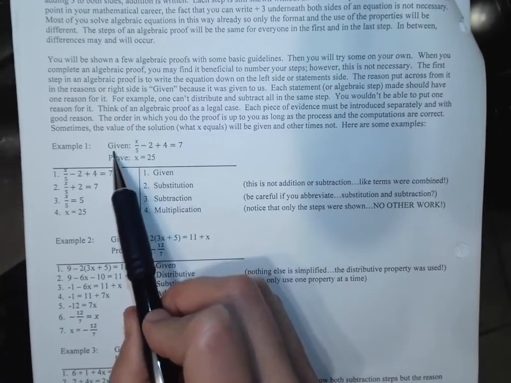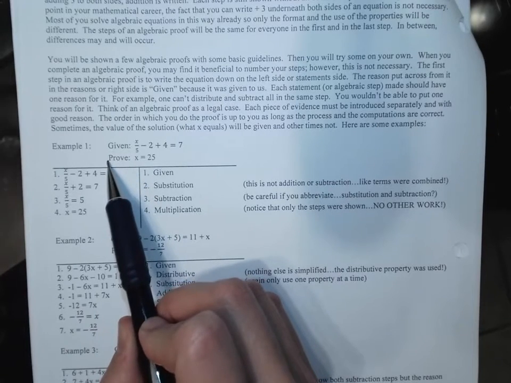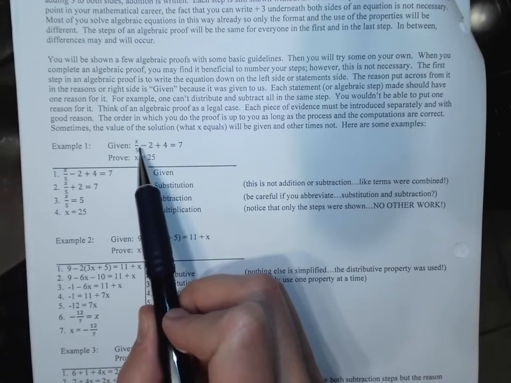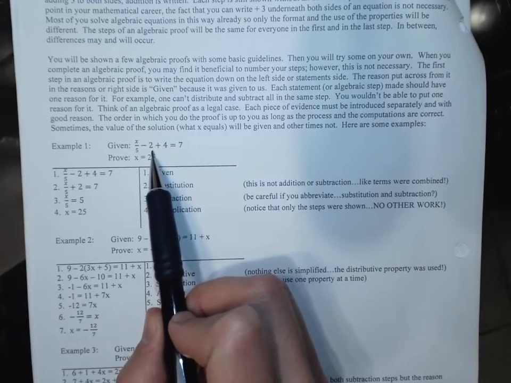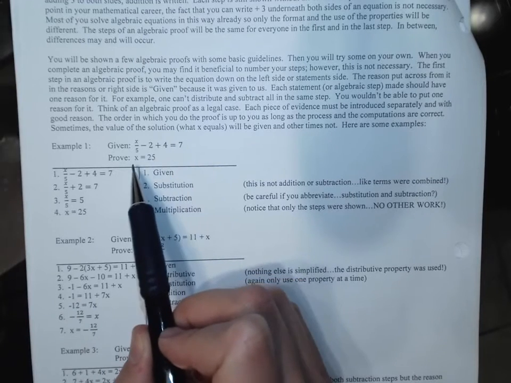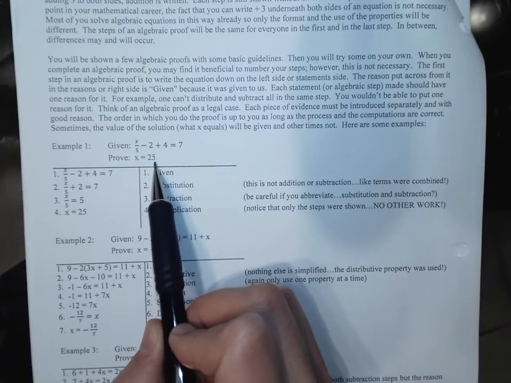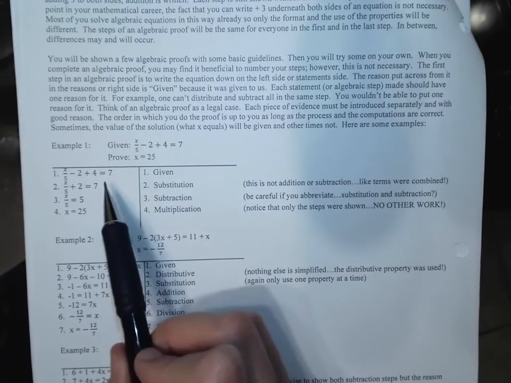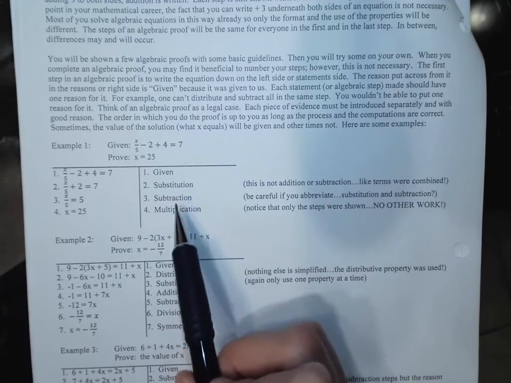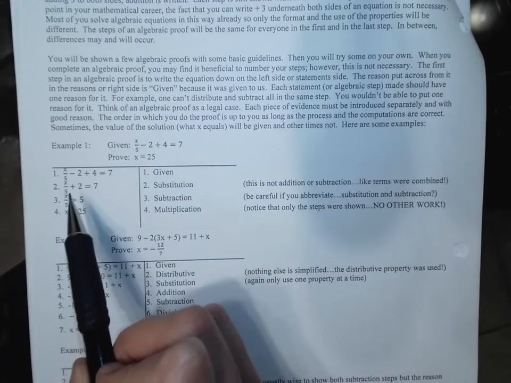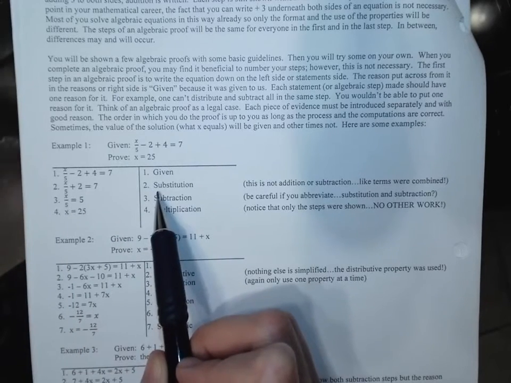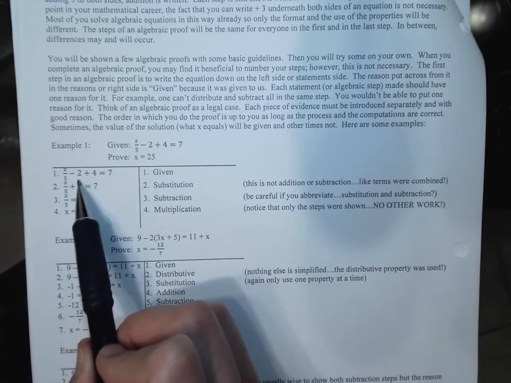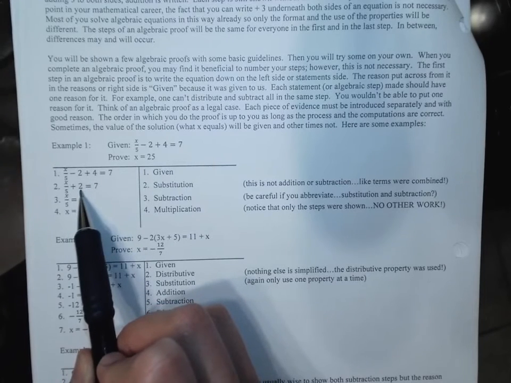Notice in this equation they gave us something to start with and they asked us something to prove. So they gave us the statement x divided by 5 minus 2 plus 4 equals 7 and asked us to prove that x must equal 25. And then they gave us step-by-step examples, going through one step at a time and giving a reason for each of their steps. Notice they didn't show their work, so on this side they substituted in the fact that negative 2 plus 4 equals positive 2, but they didn't show any work there.